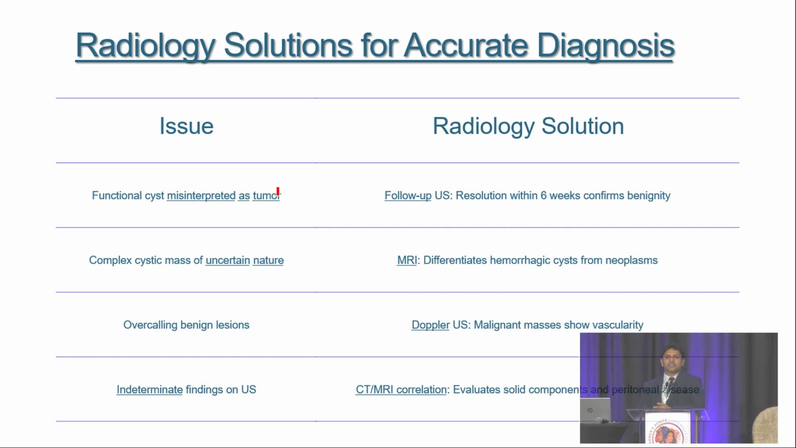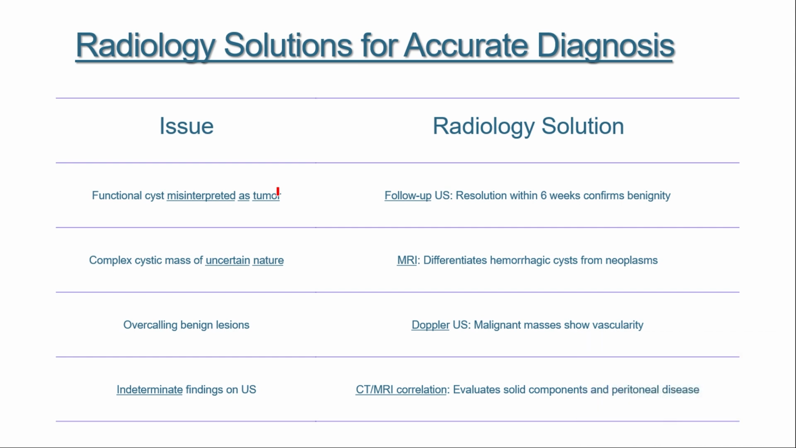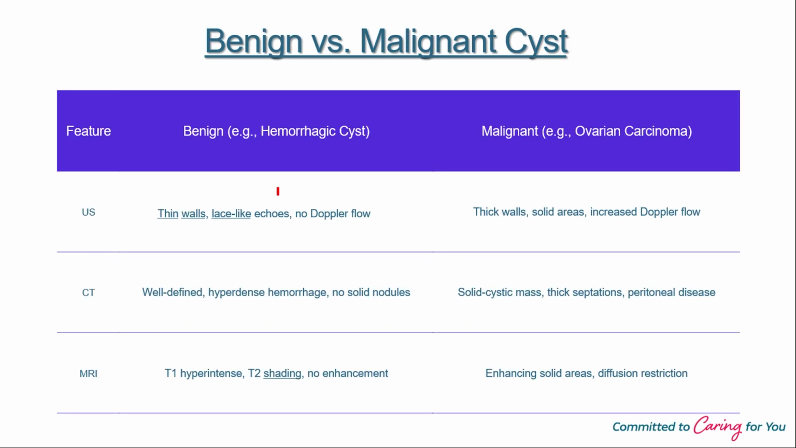So what you can do is a follow-up scan in 4 to 6 weeks, because most of these functional cysts tend to regress on their own, and they won't be seen after 4 to 6 weeks. And in case of any disturbances, a Doppler scan can be done, or you can go ahead and do an MRI as well. Next is a hemorrhagic ovarian cyst versus a malignant ovarian cyst.